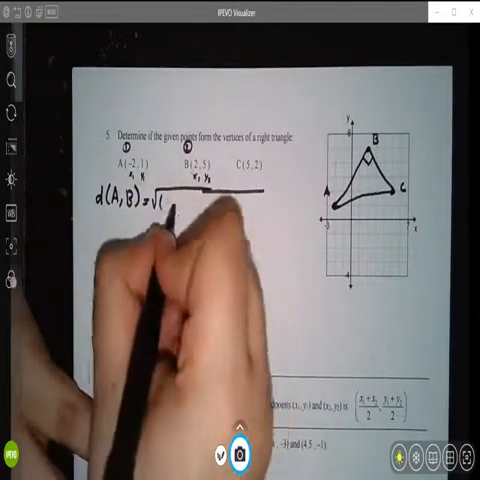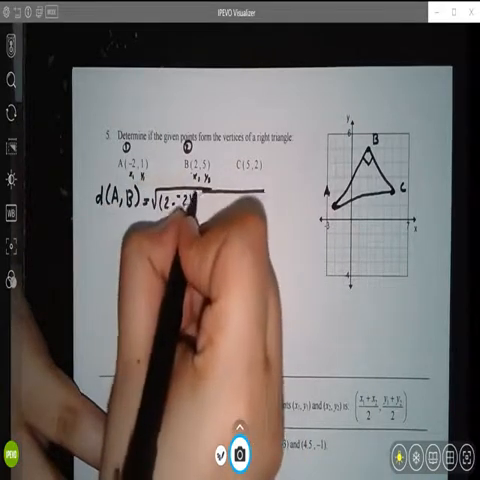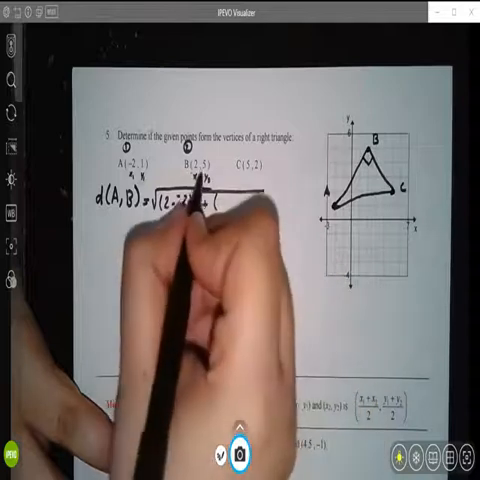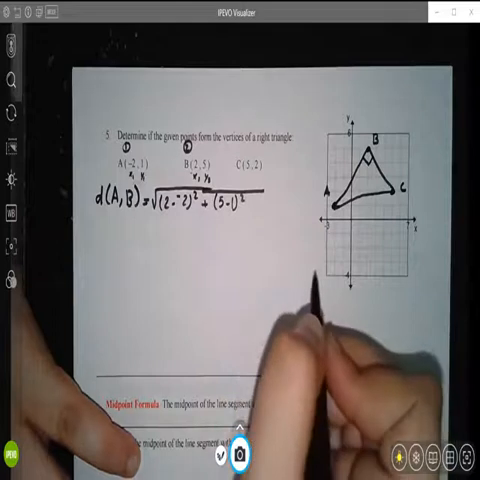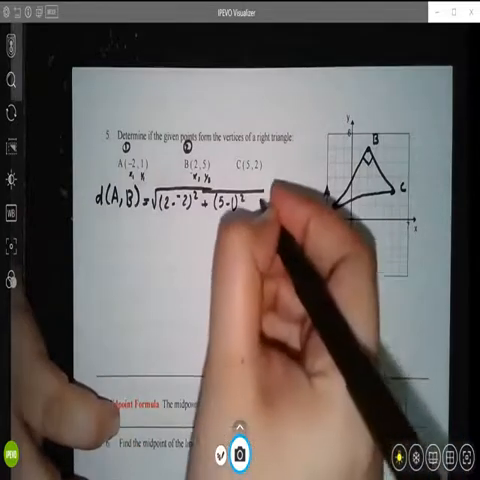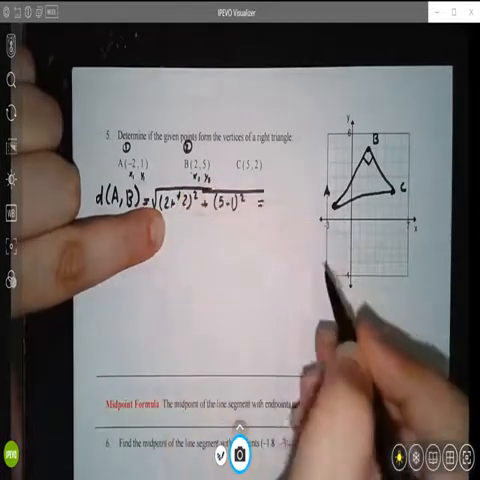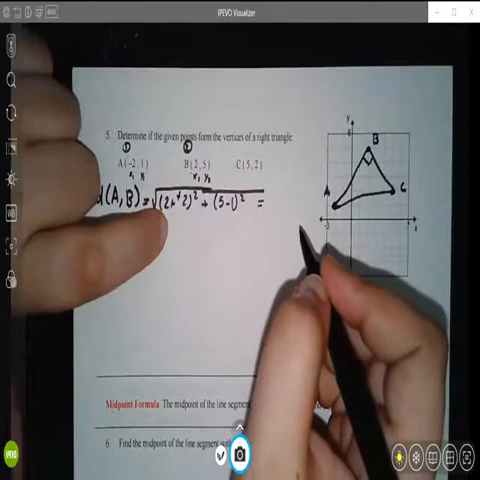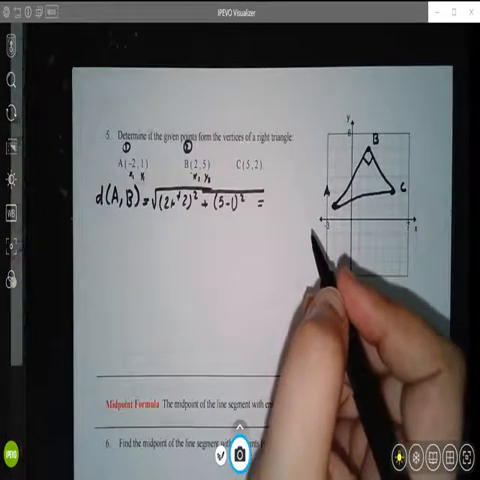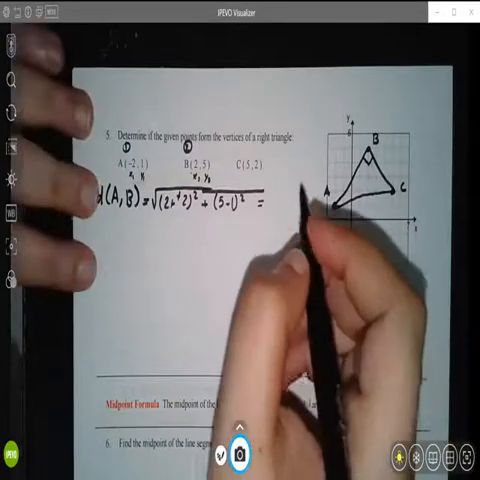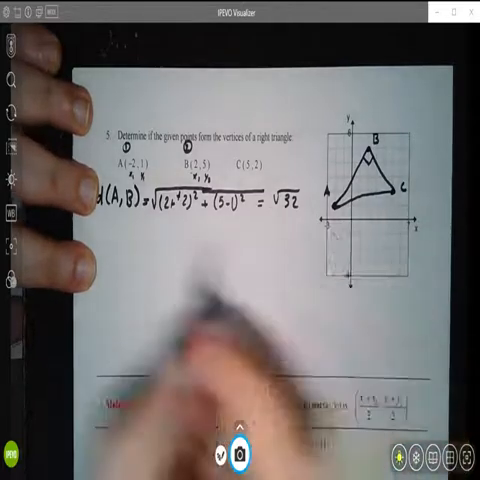Okay. So 2 goes here, minus -2 squared, plus 5 minus 1 squared. Okay. This equals what? This turns positive, so does that. So you get 4 squared plus 4 squared. So they're both 4. So you get 16 and 16, right? That is the root of 32. So this is A and B.